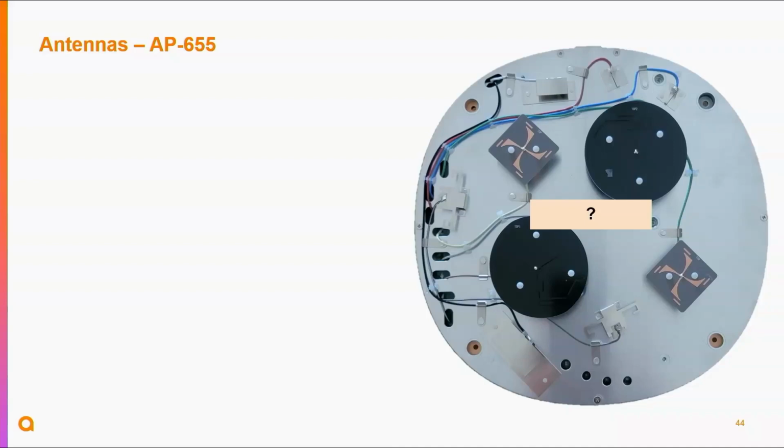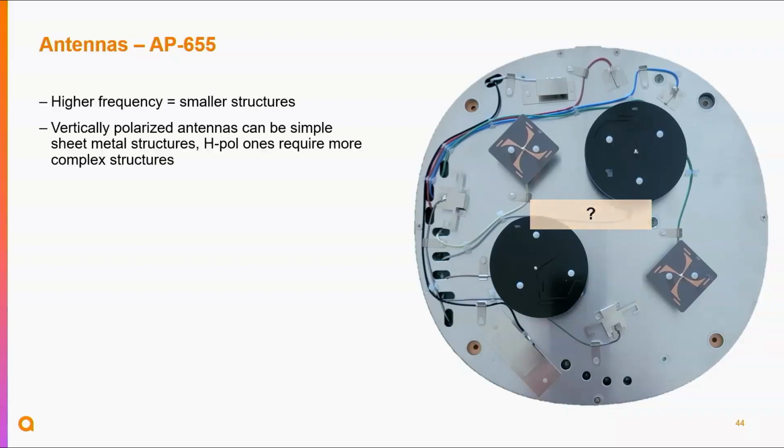Horizontally polarized antennas are more complicated, so I'll give away that all of these structures here are the horizontally polarized antennas. They're little PCBs that are a little bit elevated from the metal plate. All the other ones, which are very simple metal structures, are vertically polarized antennas. Higher frequency means smaller structures, typically. It depends a little bit, but the higher you go in frequency, the smaller the structures become.